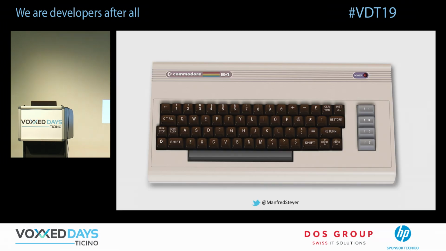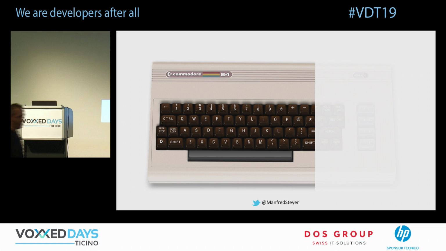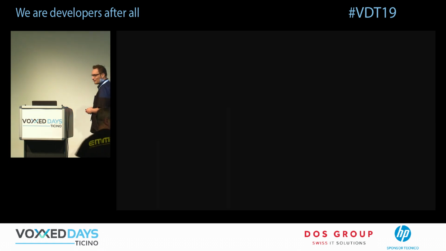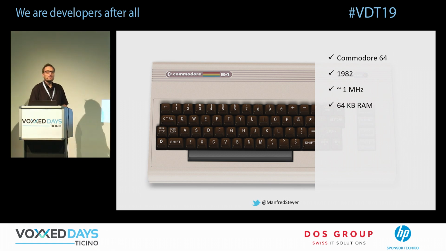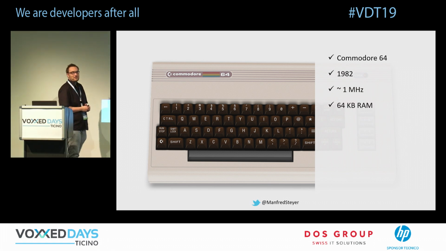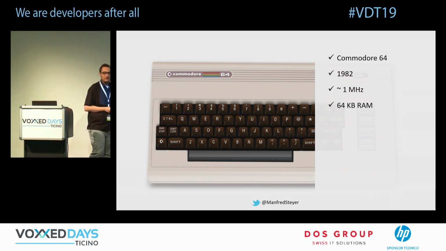Do you remember this machine here? Who remembers it? Yeah, some of you, great. It was the hero of my childhood. It was a good old Commodore 64. It was released in 1982, and it really shows that I'm growing old nowadays. It had about 1 megahertz, and it had 64 Ks of RAM, which is nothing compared to nowadays capacities.